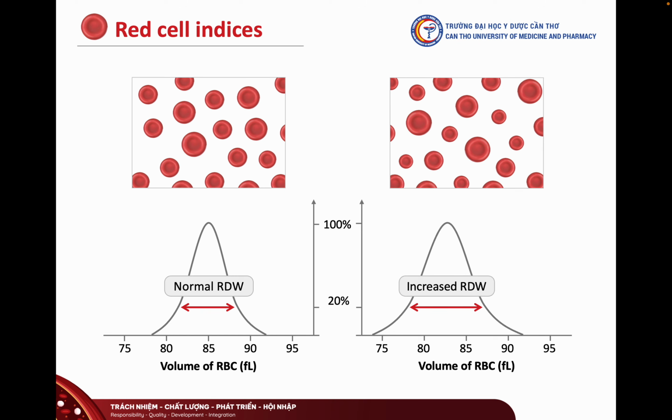Most of the red cells vary widely. Some are extremely large, but some are very small. And the bell curve becomes wider, showing more size variation. So remember, RDW increases when there is a mix of different size red cells. So that is the key clue in many types of anemia.